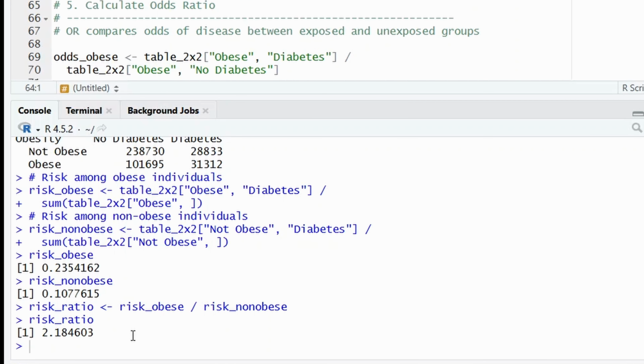The result is risk ratio equals 2.18. What does that mean? It means that adults with obesity are about 2.18 times as likely to have diabetes compared to adults who are not obese. In simpler terms, diabetes is a little more than twice as common among people with obesity.